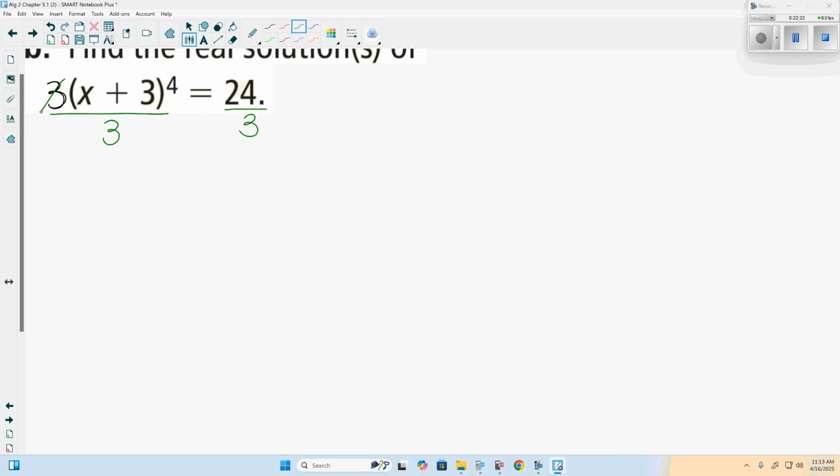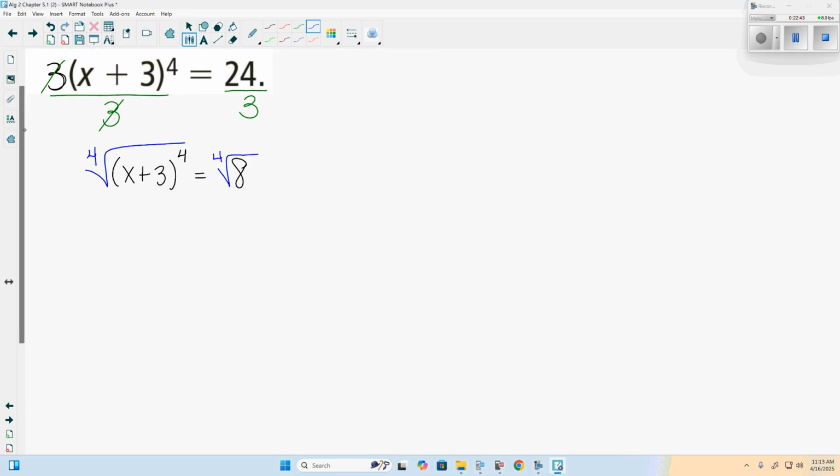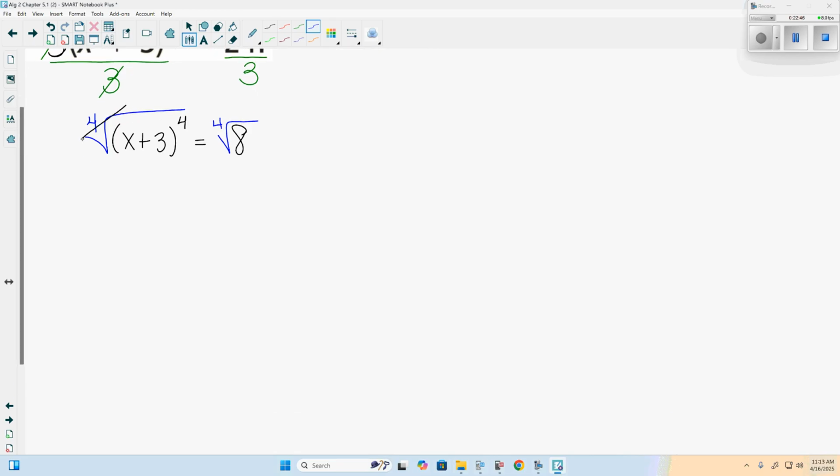Because here the 3 and 3 would cancel, telling us that x plus 3 to the fourth power is equal to 8. And just like before, we're going to take the fourth root of both sides. Because the fourth root and 4 will cancel, telling us x plus 3 is equal to, since we took an even root, we have to put plus or minus.